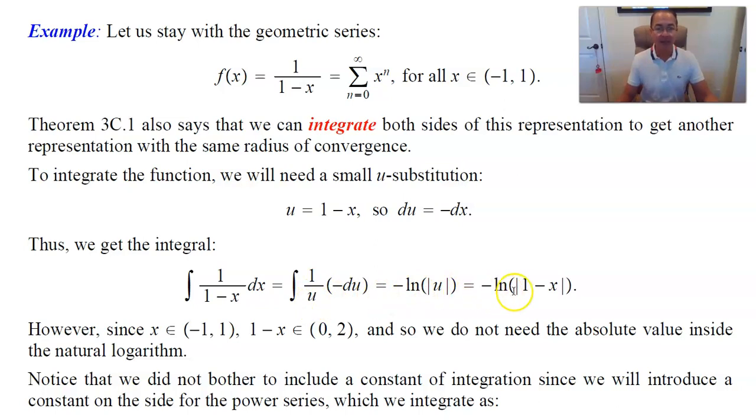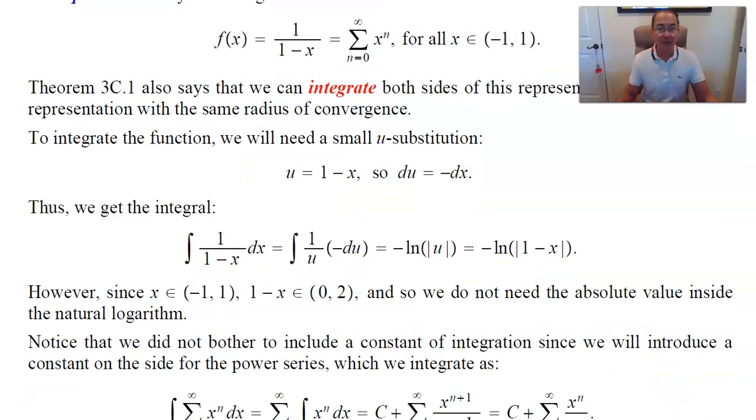And so we get minus ln of absolute value of 1 minus x. That's our antiderivative. Oops, there's a plus c. Okay, but that's not going to be necessary because on the right side, we will have the plus c. Only one plus c is needed. They don't cancel, by the way. Okay, but x is between minus 1 and 1, so 1 minus x will be between 0 and 2. So we don't really need the absolute values. All we need is that ln.